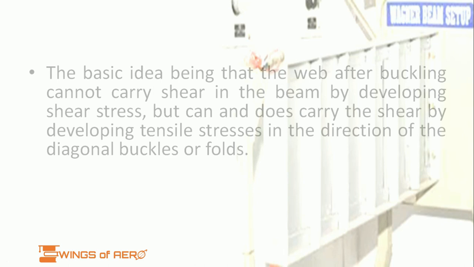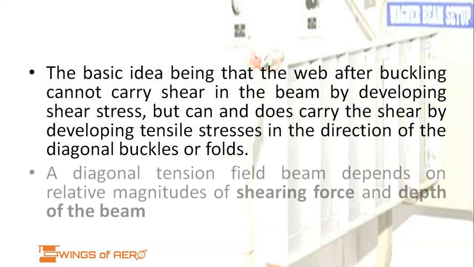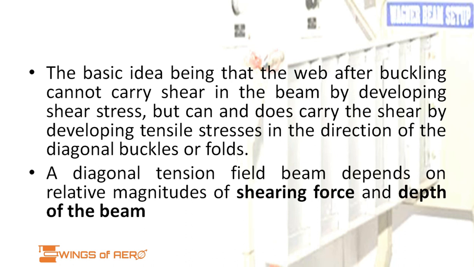The basic idea of this theory is that the web after buckling cannot carry any shear in the beam by developing a shear stress, but it does carry the shear by developing tensile stress in the direction of the diagonal buckles or the folds. So finally, we have come to a conclusion that diagonal tension field beams depend on the relative magnitudes of shearing force and the depth of the beam.